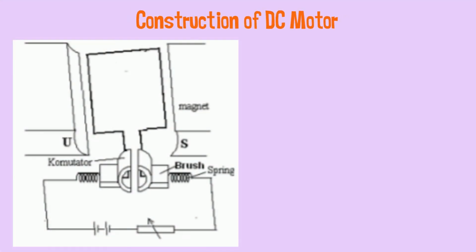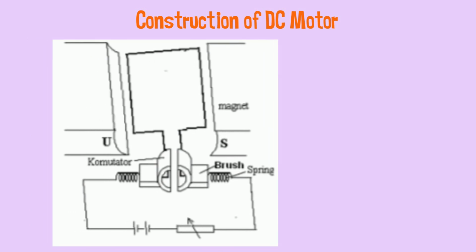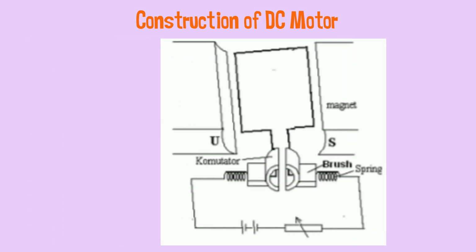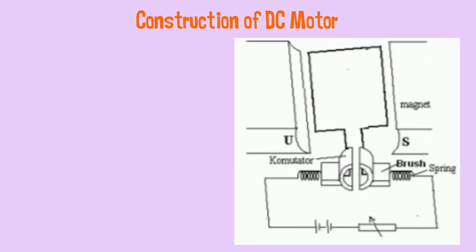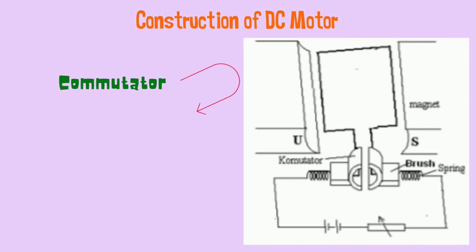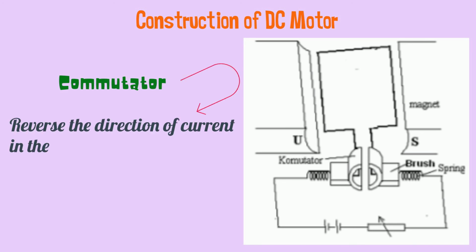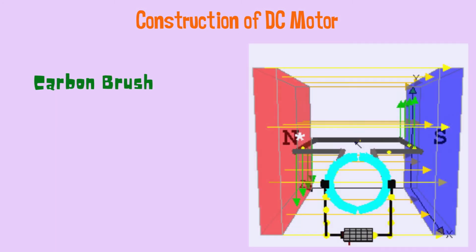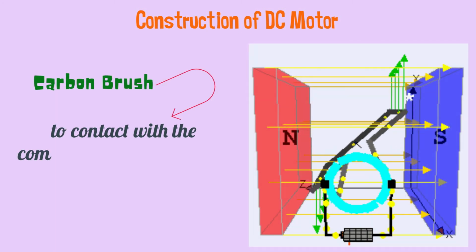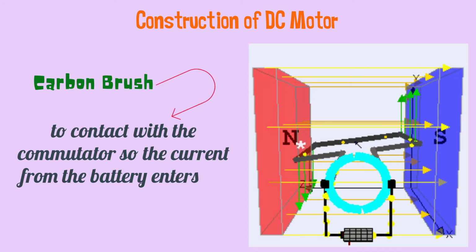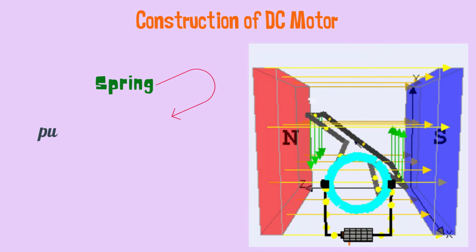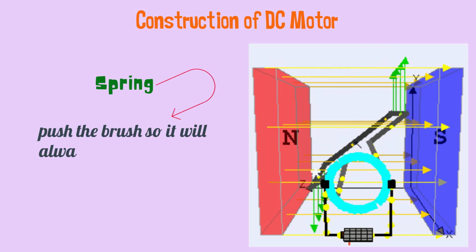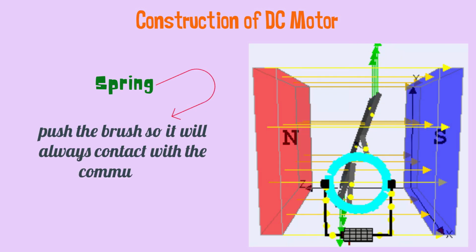Construction of a DC motor. Next, we will have a look at the working principle of a DC motor. A DC motor consists of a commutator which reverses the direction of current in the coil every half rotation so that the coil continues to turn in the same direction, a pair of carbon brushes which contact the commutator to allow the current from the battery to enter the coil, and springs which function to push the brushes so that they are always in contact with the commutator.